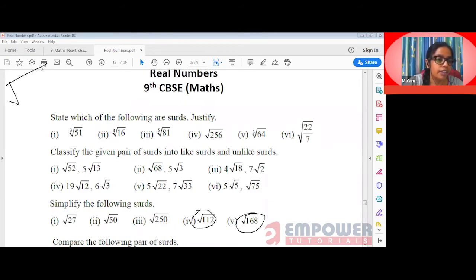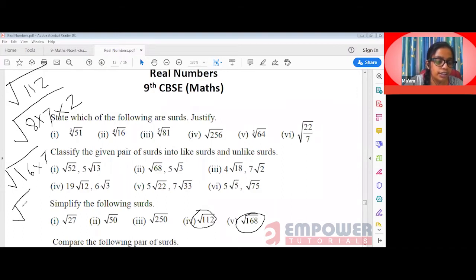So what are the factors of 112? Okay. So if you divide, it will be like this. 8 into 7 into 2. So basically I can write 16 sevens. Okay. So 16 into root 7, right? Now 16 is a perfect square, so I can write in this form. So this should be 4 root 7.